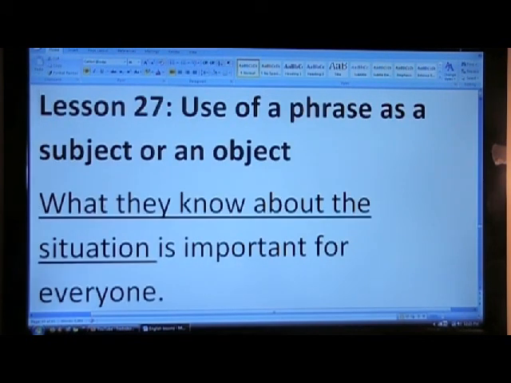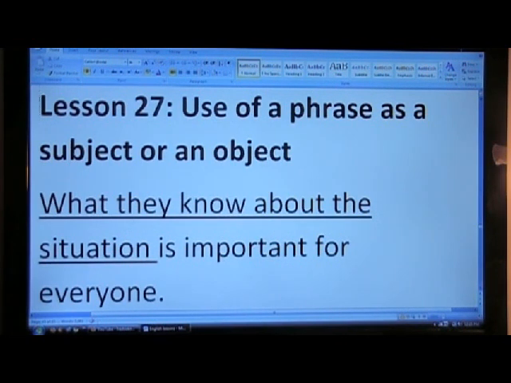Lesson 27. Use of a phrase as a subject or an object. What they know about the situation is important for everyone. Here we have used this part, which is underlined, as the subject. What they know about the situation. Then the verb is important for everyone.